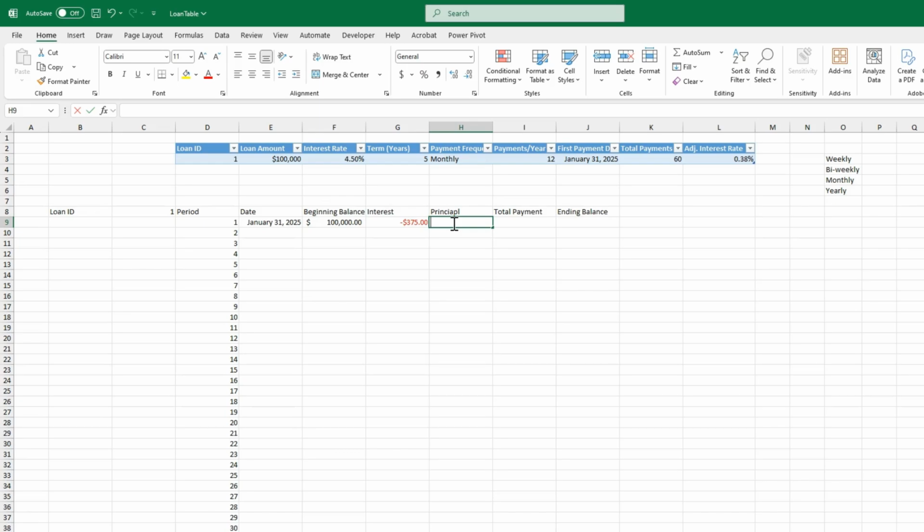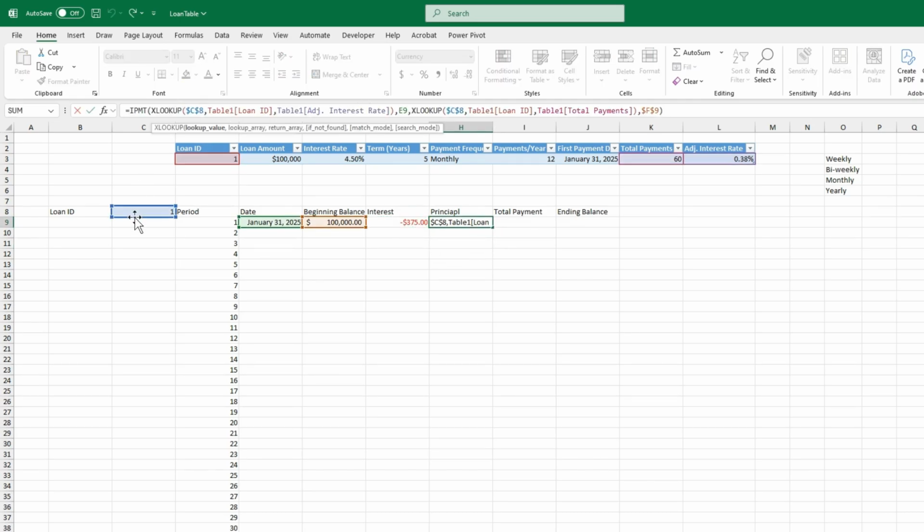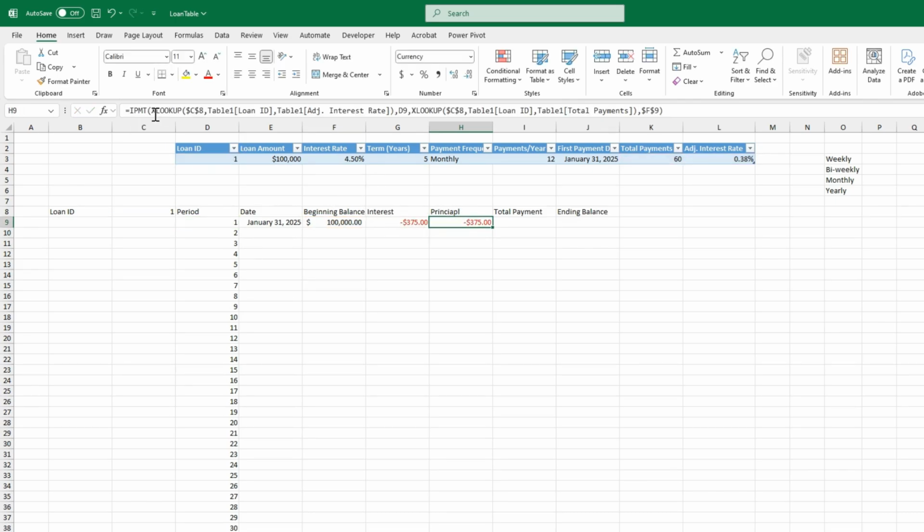Now we'll go to our principal, PPMT. And what actually might be easier is just to copy and paste this over. What do I see here? Everything stays the same, or it should stay the same, except for E9, it just moved over a little bit. But if I just change my I to a P, everything else is constant. Here is my total principal payment.